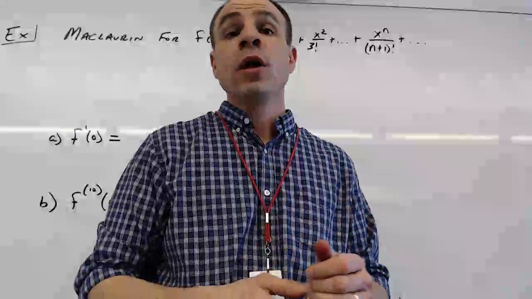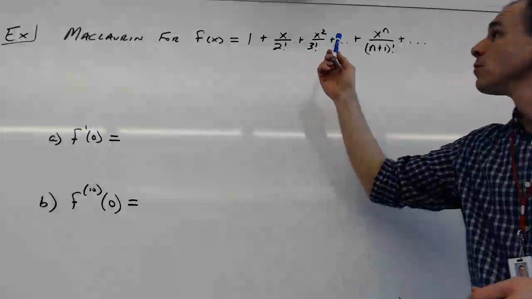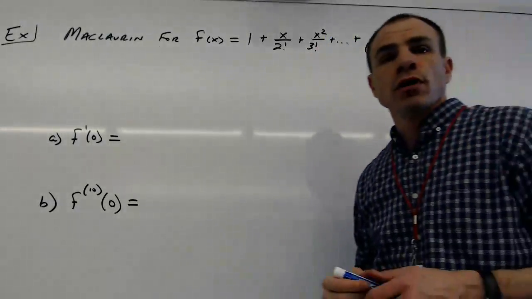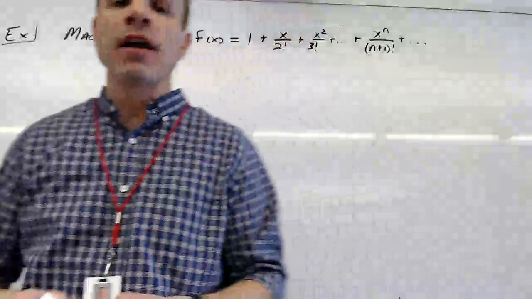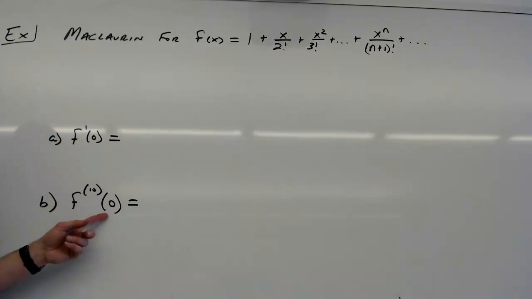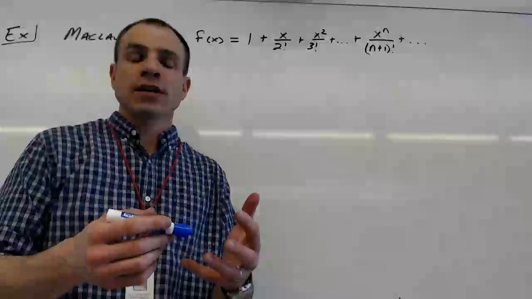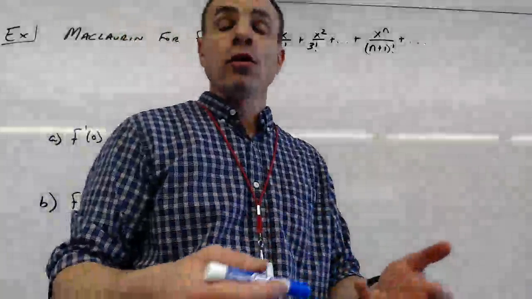Next example, we're actually given the first few terms of a Maclaurin series and also the general term. And we're asked to find two values, f prime of 0 and also the 10th derivative of f evaluated at 0. Okay. Well, we want to set this up with our Maclaurin template, if you will.